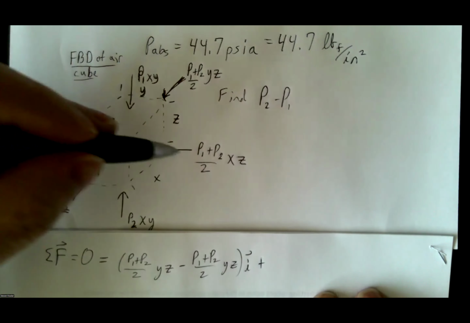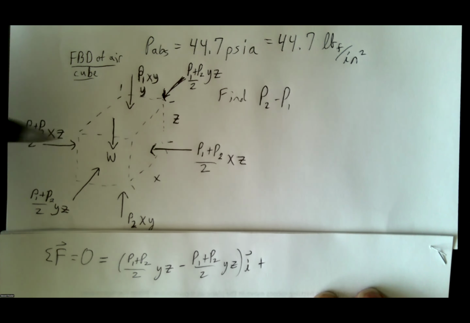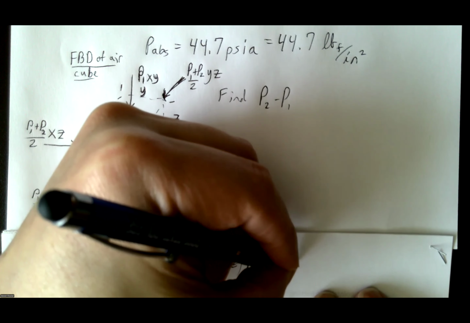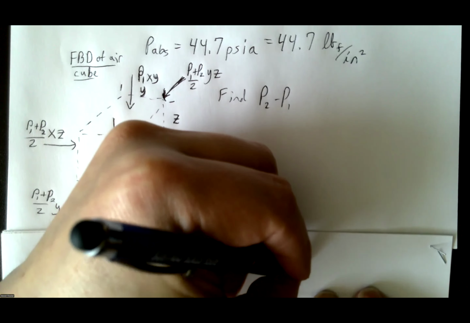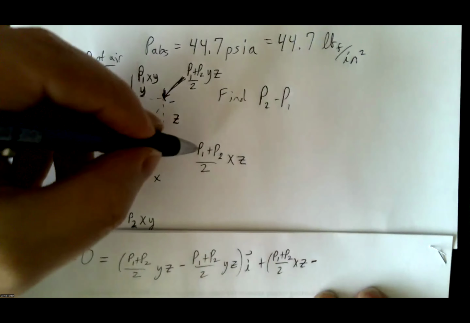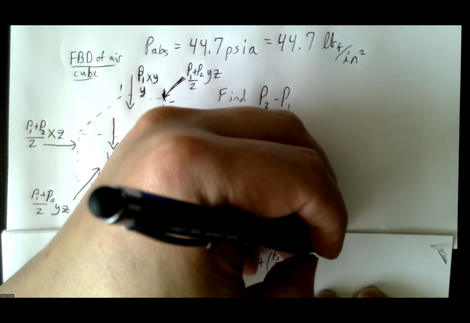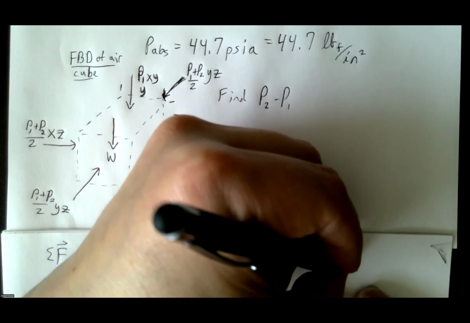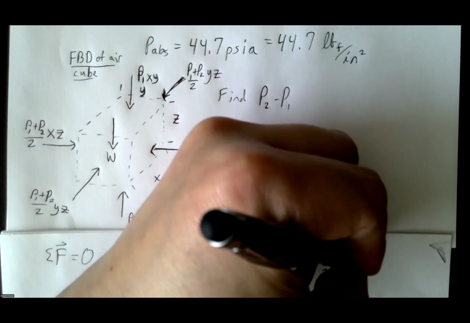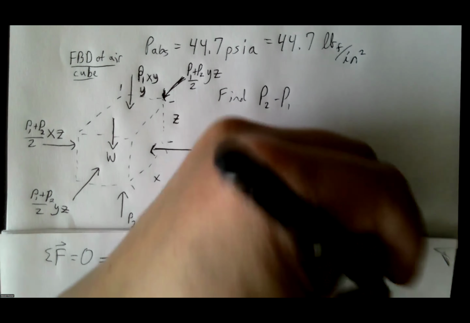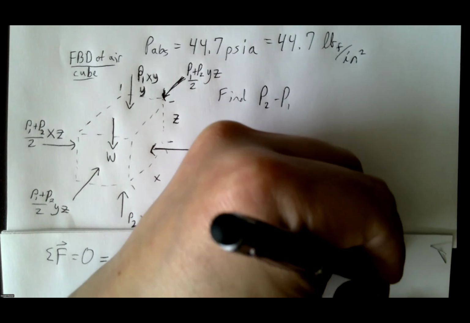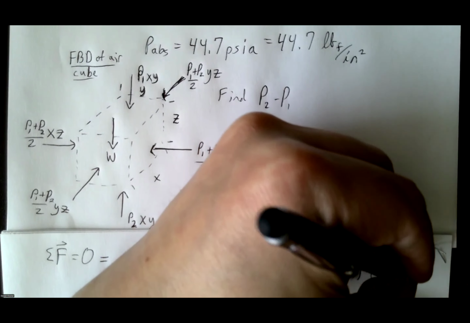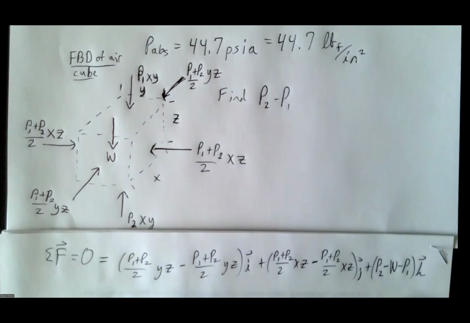Add to it then in the y direction, I've got in the positive y direction pushing to the right here, again, this average pressure, (P1 plus P2) over 2, and that one is times xz. And then I've got the same thing in the negative y direction pushing to the left there, (P1 plus P2) over 2 times xz. Those are in the j direction. And then finally, in the k direction, I've got P2 going up, positive. I've got minus W and minus P1 all in the k direction.